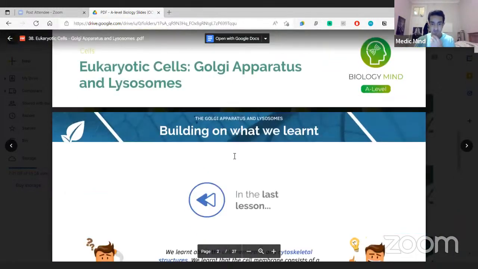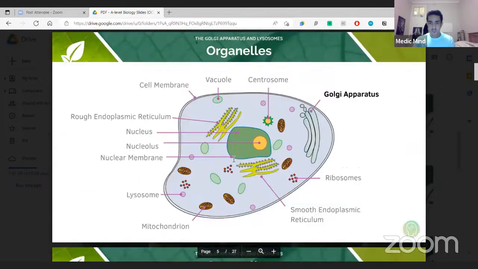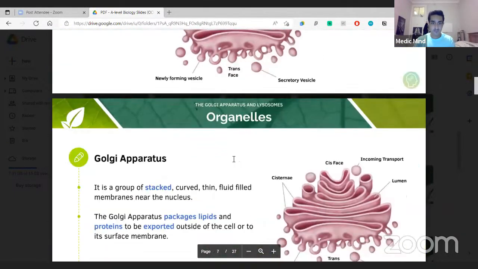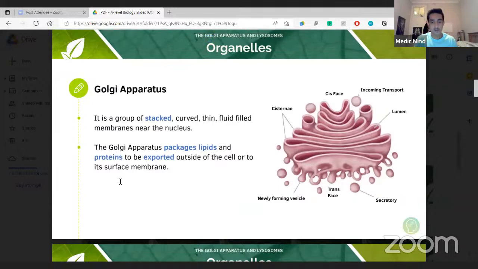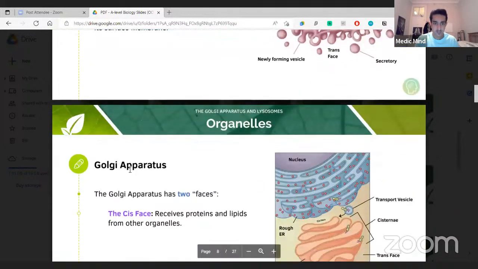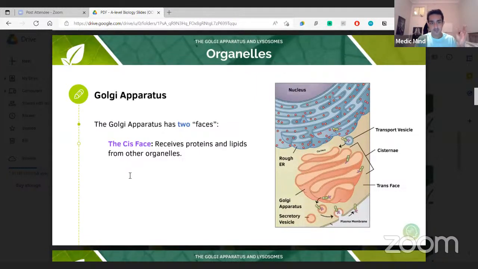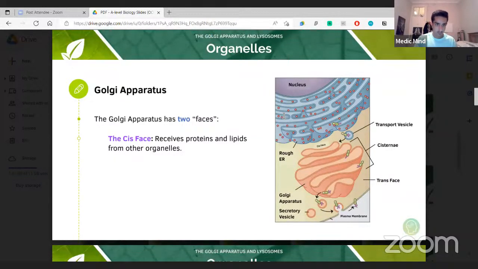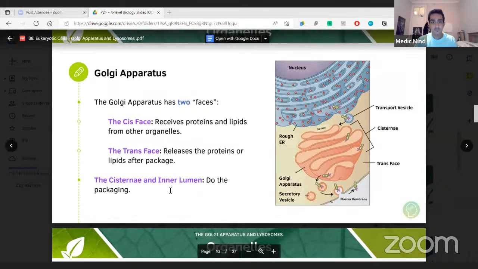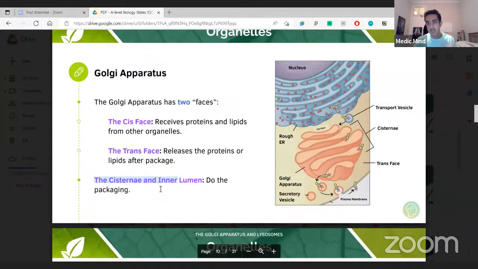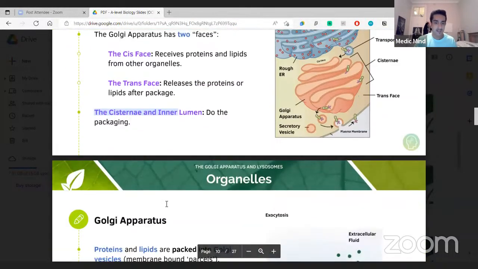Golgi apparatus and lysosomes. So we're not going to go into this in too much depth, actually. The Golgi has a cis and trans face, but the function of it is to package lipids and proteins to be exported outside the cell or to its surface membrane. That's the function of it. And there are 2 faces. So the cis face, which is the front facing, receives proteins and organelles, and the trans face releases. So that's the one towards the plasma membrane, and that releases the proteins after packaging. And the middle bit, which is called the cisternae, does the packaging itself.